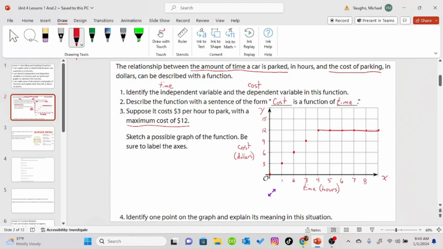And then number 4, identify one point on the graph and explain its meaning in this situation. So I could take any point, such as (1, 3), and that point (1, 3) means 1 hour parking costs $3.